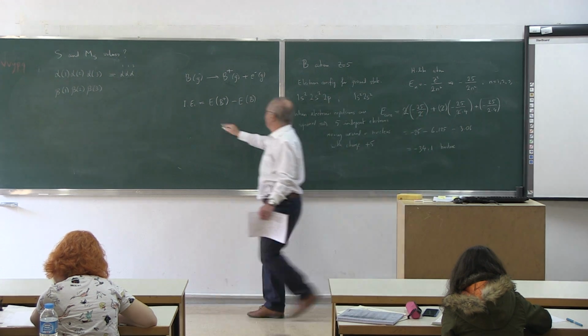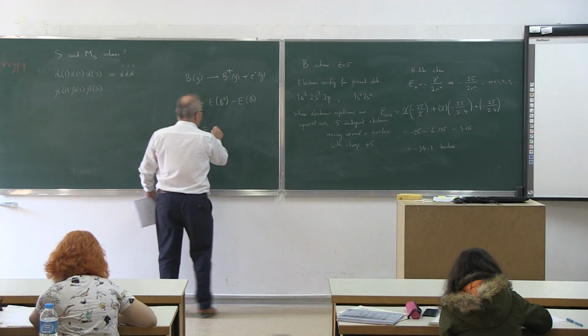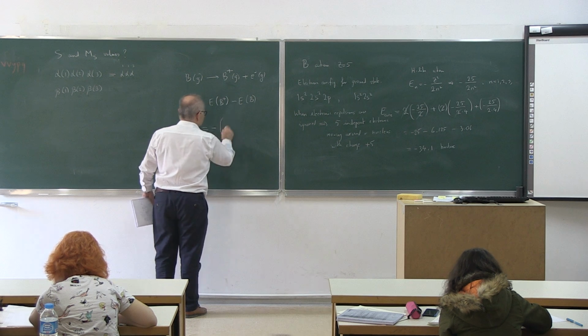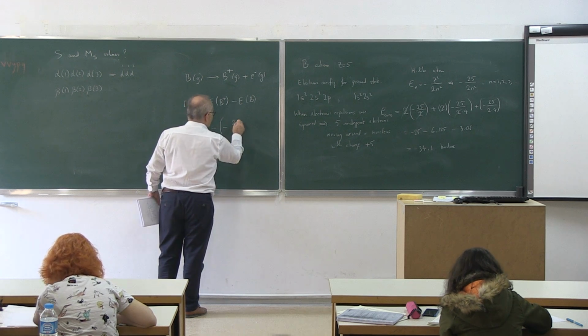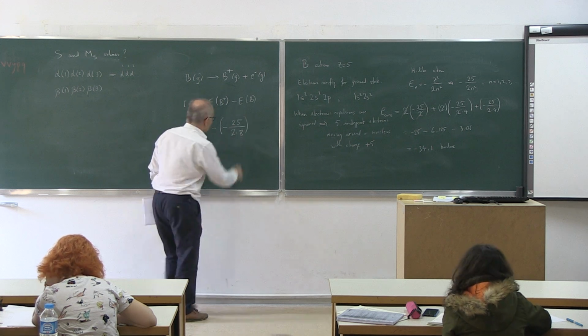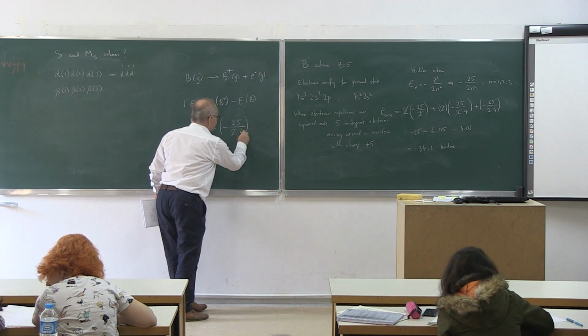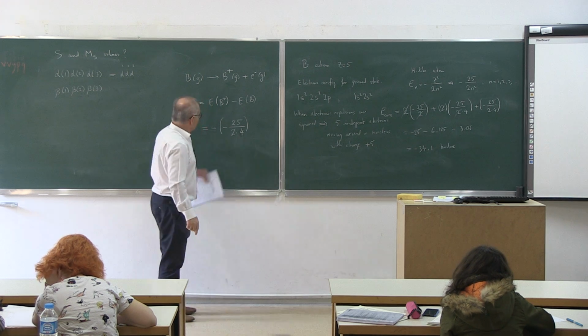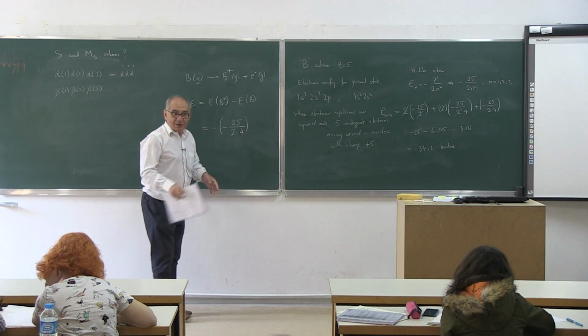So this energy is minus 25 over 2 times 8, 2 times 4, n equals 2. Did you understand?